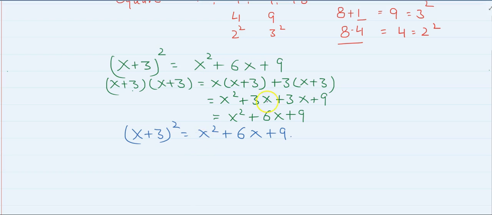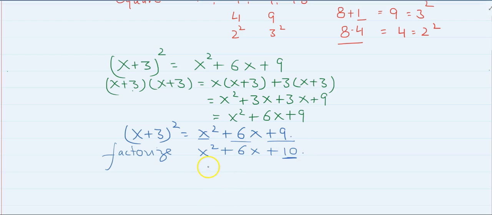So if the question is factorize x square plus 6x plus 9, we know that the factor is x plus 3. Now imagine the question is factorize x square plus 6x plus 10. Now here the problem starts, because we know if it is a square of x plus 3, then 3 square will be 9. Now we have 10 here. So how are we going to solve this question?